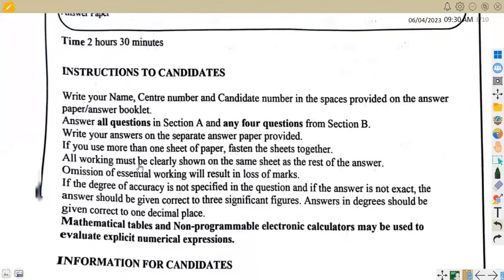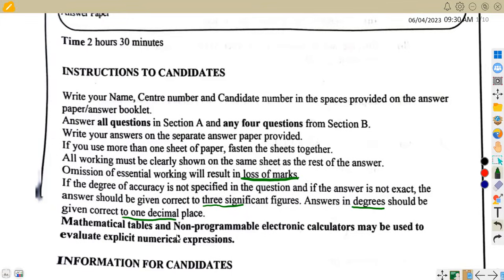Then what is important is that omission of essential working will result in loss of marks, meaning to say, if you are not showing all the working there, you're not going to have all the marks that are given there. So make sure the working is properly given. That is for those who are to write in November. Make sure you correct these mistakes of not showing working, and also the degree of accuracy. If not specified, you must have your answers to 3 significant figures. But if you are dealing with the degrees, you are going to have your answer to 1 decimal place.